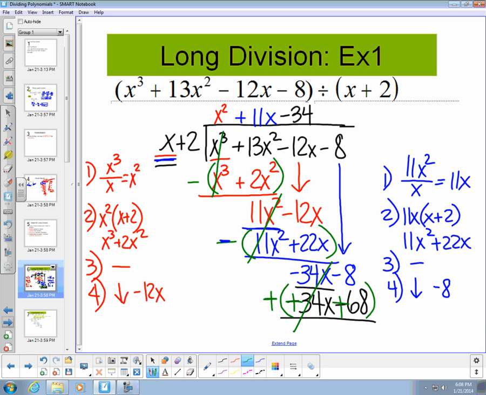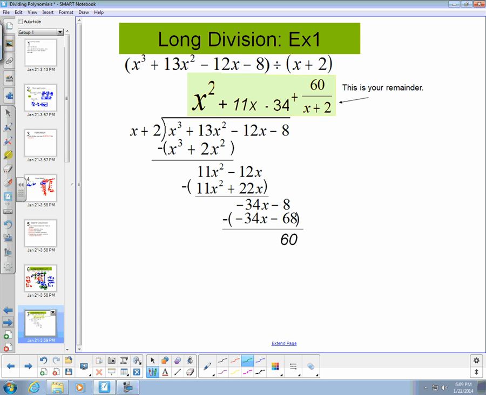So then I'll have negative 8 minus negative, or plus 68, which will give me a positive 60 for my remainder. I don't have anything else to bring down. So my remainder will be written as plus 60 over my divisor, which is x plus 2.